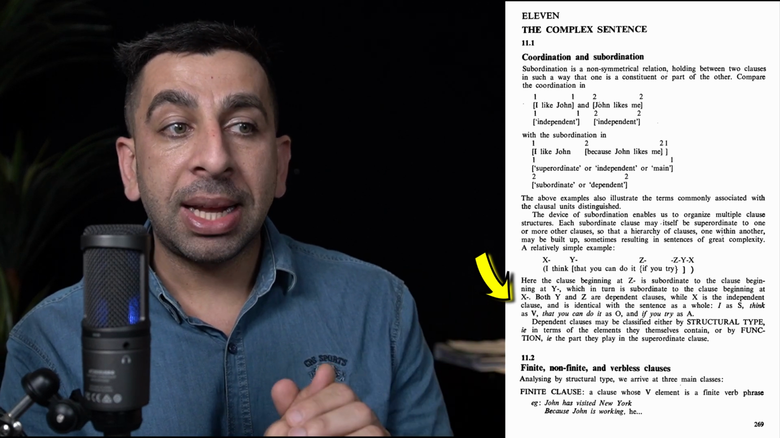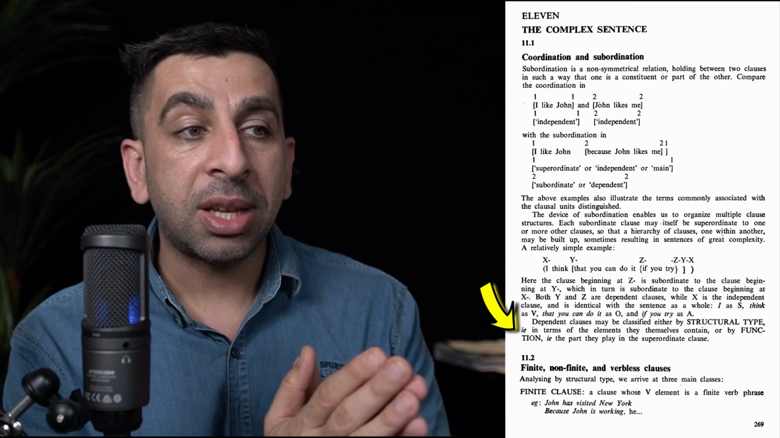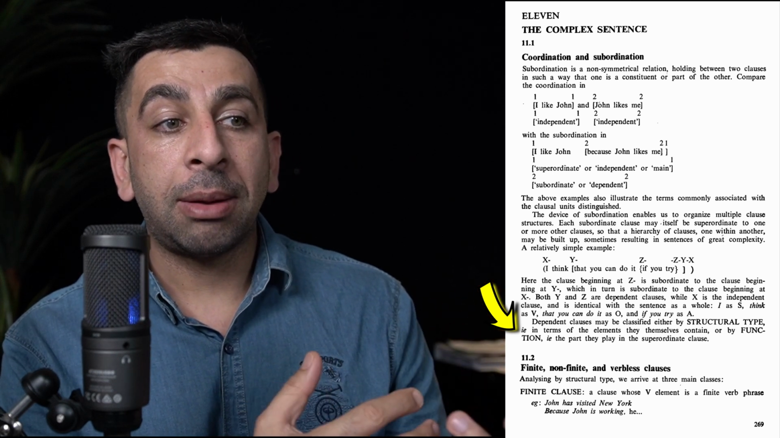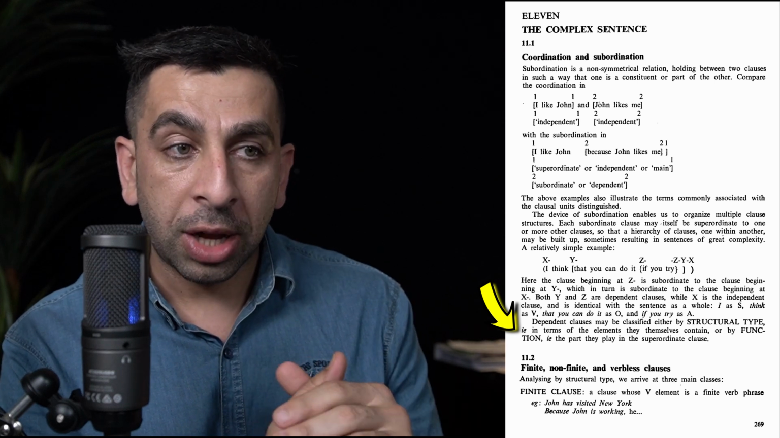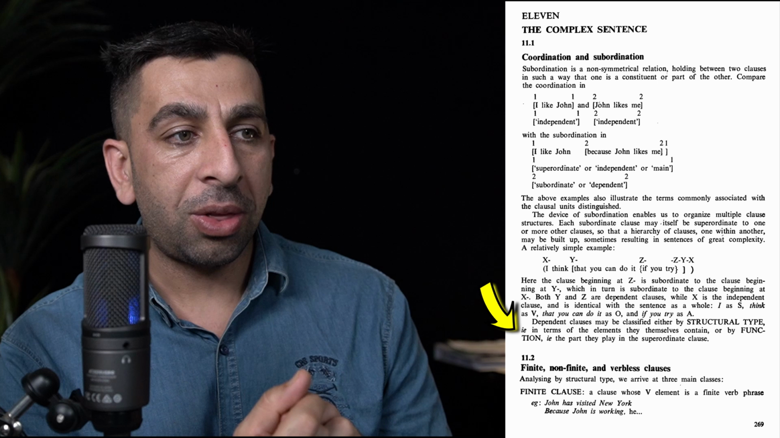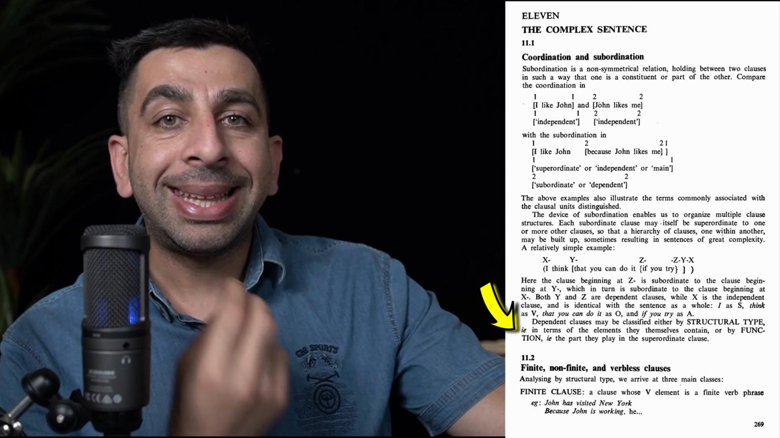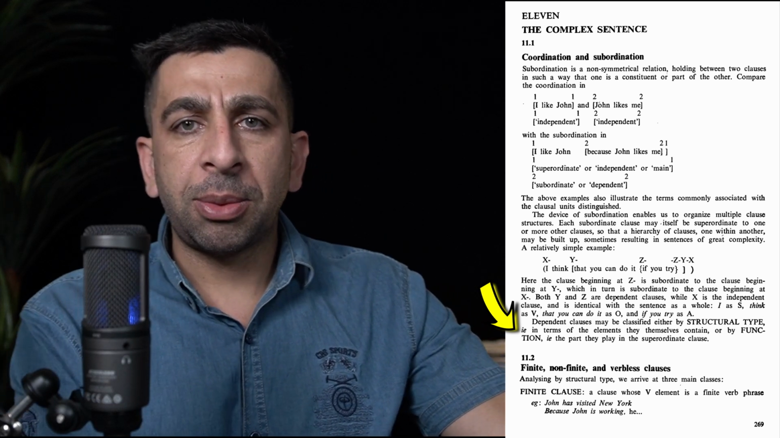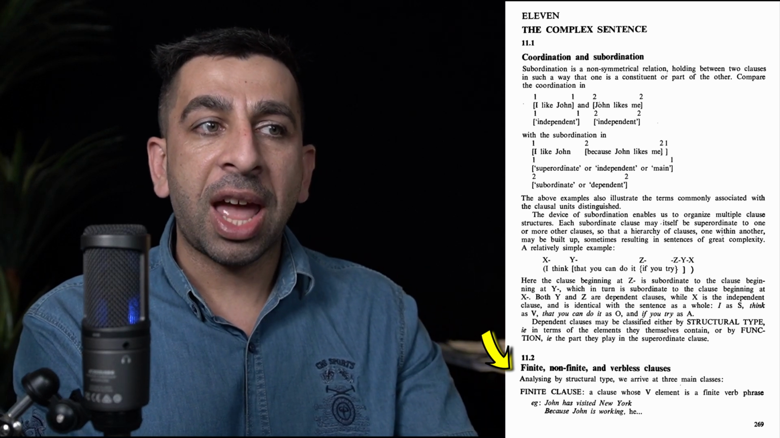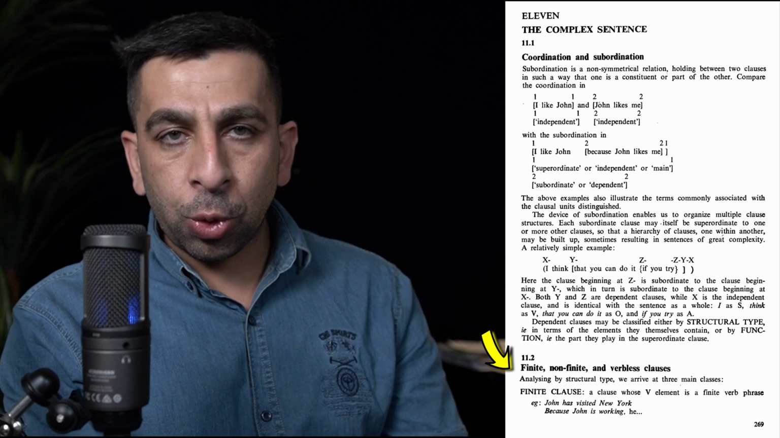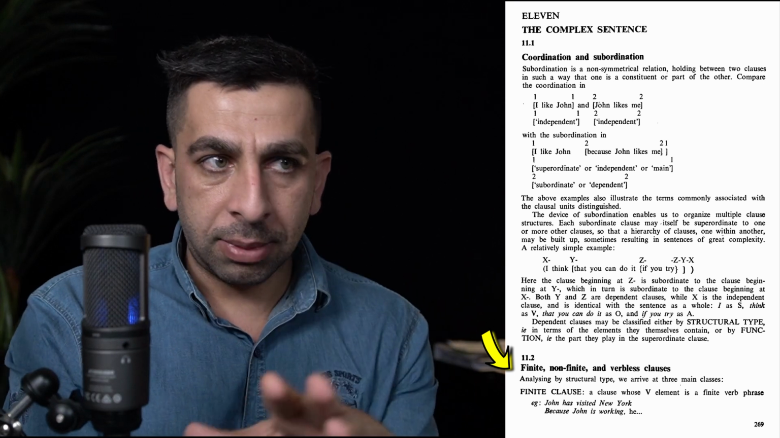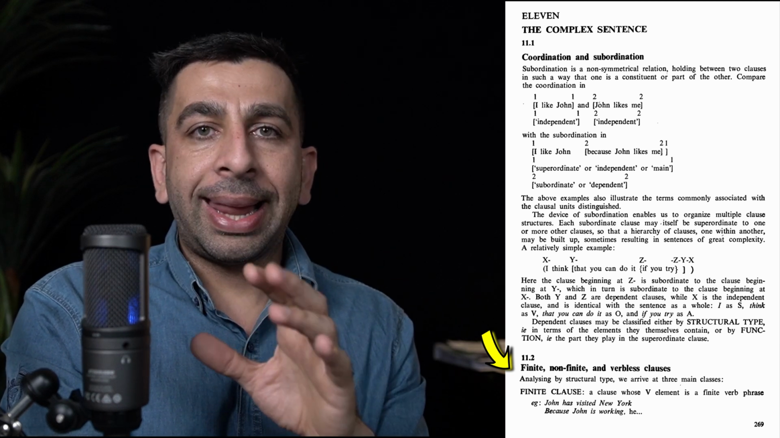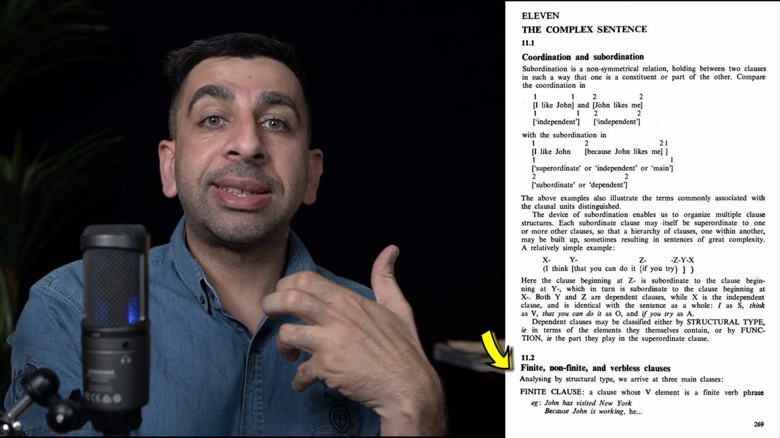Dependent clauses may be classified either by structural type, يمكن تصنيف الجمل التابعة عن طريق النوع التركيبي in terms of the elements they themselves contain، or by function، أو عن طريق الوظيفة أو الجزء اللي تلعبه ضمن الجملة المسيطرة الأساسية. موضوع ثاني مهم جدا يسمونه finite and non-finite and verbless clauses. بالإنجليزي أكو 3 أنواع من هذه الجمل: finite المحدد، non-finite الغير محدد، والعبارات اللي ما بيها فعل.